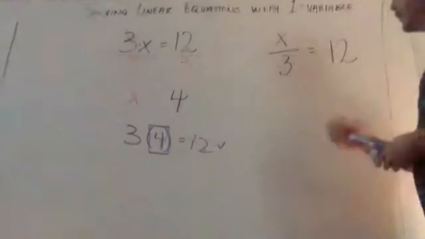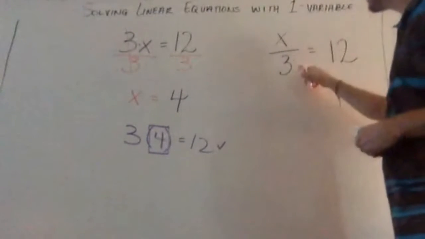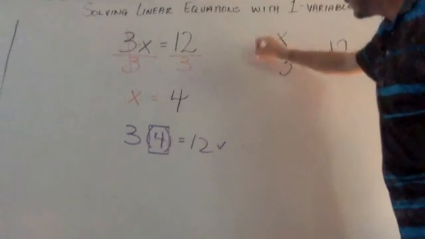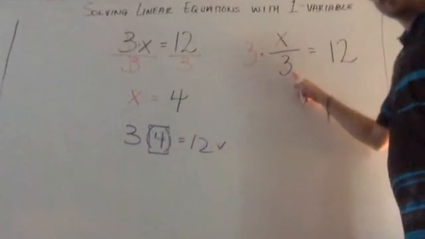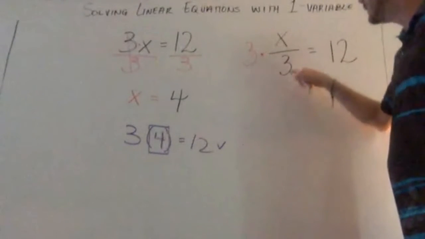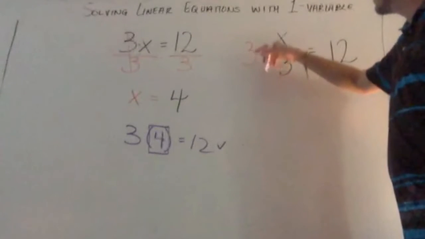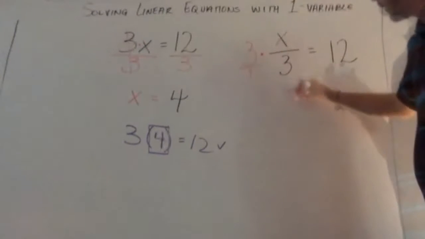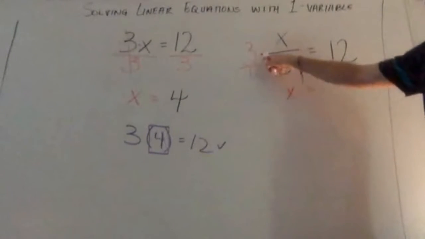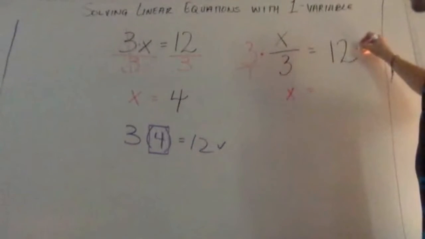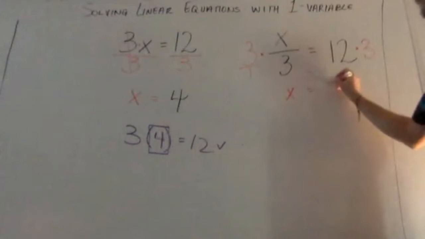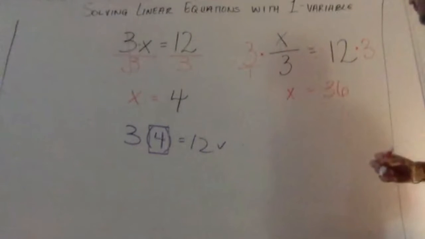Well, easy thing I can do is I just multiply by the number in the denominator. Because when I multiply this, the x remains, and since I multiplied the left side by 3, I must multiply the right side by 3. Well, 12 times 3 gives me 36.